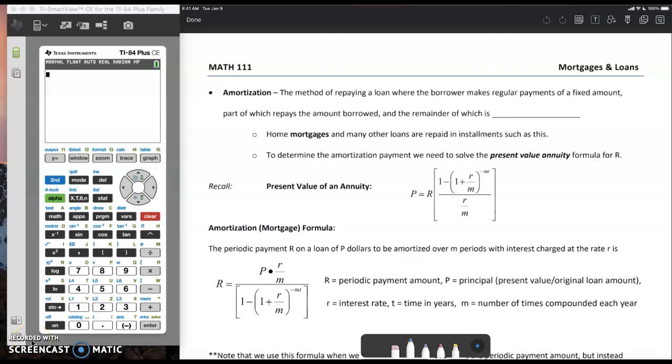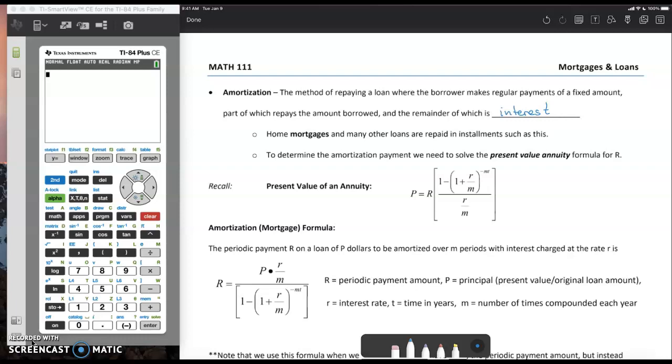In this lesson, we're going to be talking about mortgages and loans. Amortization is the method of repaying a loan where the borrower makes regular payments of a fixed amount, part of which repays the amount borrowed, and the remainder of which is interest. This is paying off a loan, which probably sounds familiar to you. Home mortgages and many other loans are repaid in installment plans like this.